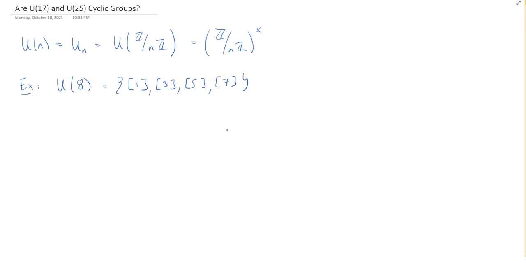So U of 8 would be this 4-element set, and actually one can show this is a group under mod n multiplication. All right, so here we have a group of order 4, and as soon as you have a nice group, you can ask, is it cyclic? So what does it mean to be cyclic? That means it has a generator. So there'd be one element, and if you take all the powers of that element, you would get the entire group. It's certainly not going to be the 1. All the powers of 1 are 1.